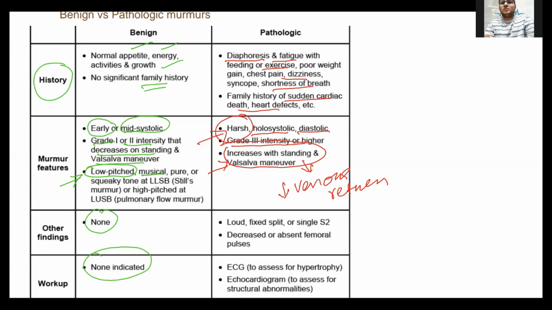And in the pathologic murmur, what will there be? There will be a loud, fixed split or single S2. There will also be other pathologies, like decreased or absent femoral pulses. When there is pathology in the valve causing murmurs, there will be decreased flow to the descending aorta, so there will be decreased or absent femoral pulses in many of the murmurs we will study. What workup is needed in pathologic murmurs? That is ECG. We need to check for left ventricular hypertrophy, because in left ventricular hypertrophy there is high voltage on ECG, and we check the echocardiography.